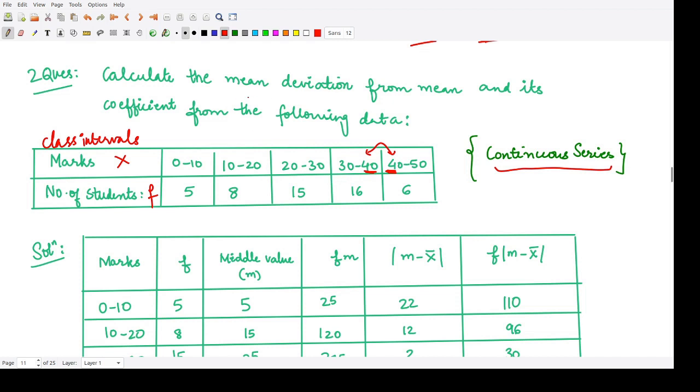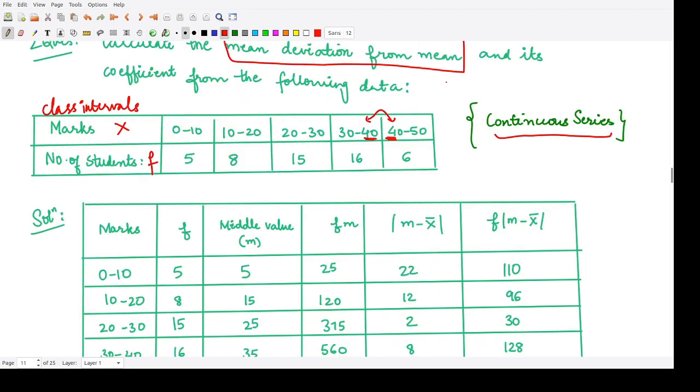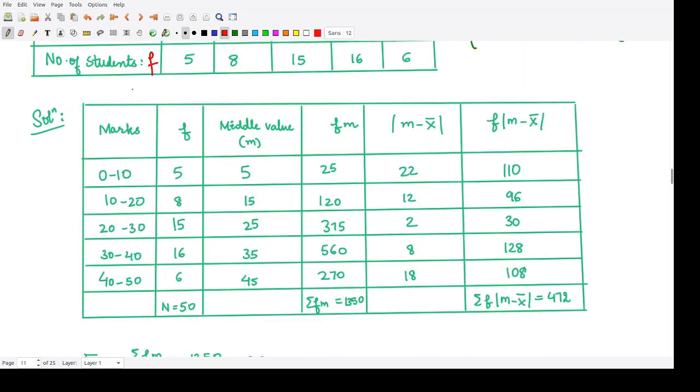So here we are to calculate mean deviation from mean. So firstly, we'll calculate the corresponding mean. To calculate mean, firstly we write the marks, this is x, we write the frequency, and we calculate the middle values for this interval. So how can you calculate the middle values? You add up the lower limit plus the upper limit divided by 2. So this comes out to be 5. Sorry, not this one, this one.